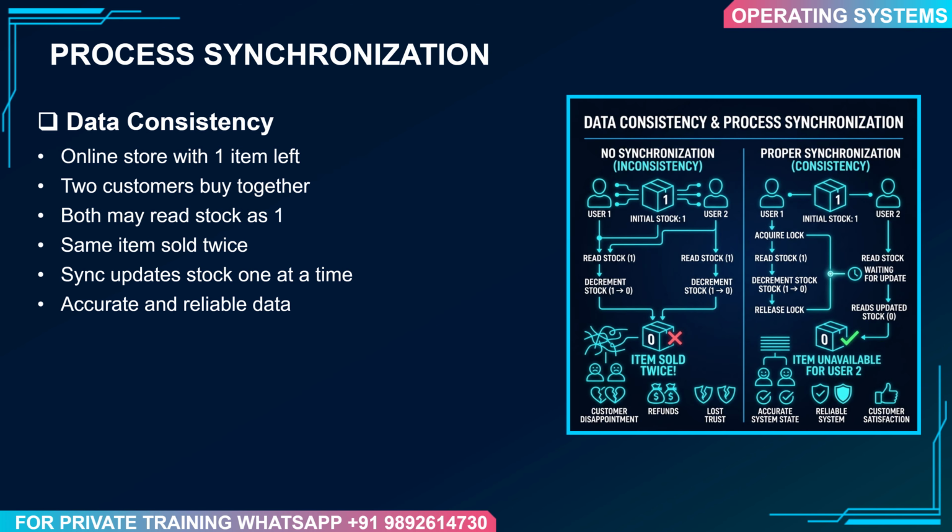Another important reason synchronization is needed is data consistency. Imagine an online shopping site showing product stock. Only one item remains. Two customers click buy now almost together. If both requests read stock as one and proceed independently, the system may sell the same item twice. Customers get disappointed, refunds happen, and trust is lost. Proper synchronization ensures that once one process starts updating stock, another must wait until the update is complete. Then the second process sees the latest value. This keeps information accurate and reliable.